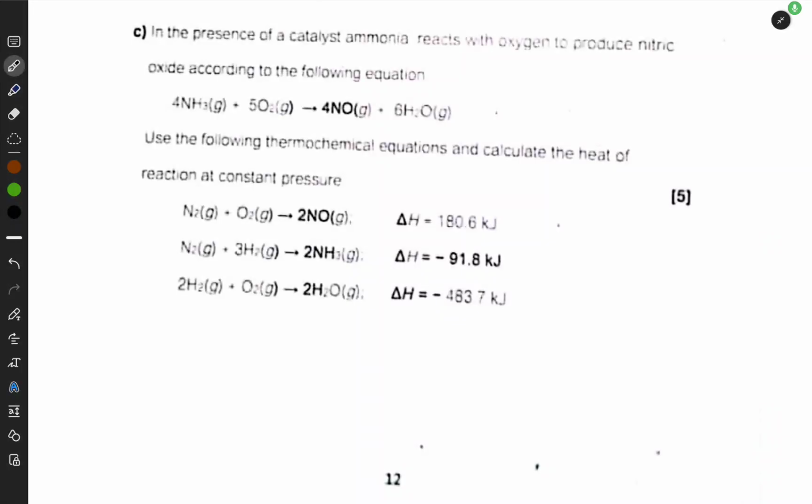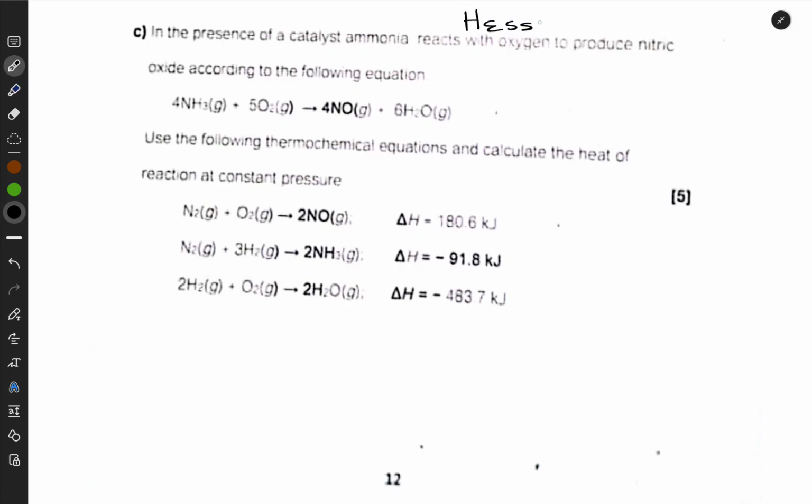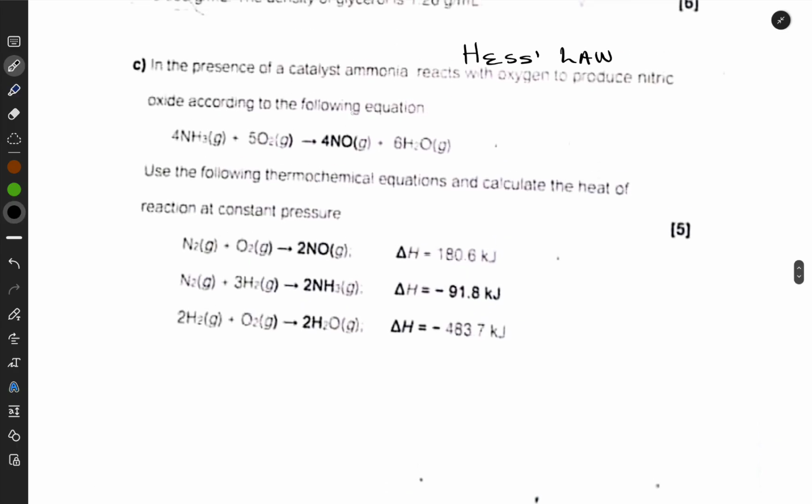Right, so here is an example of a question, another question. We're still going through our Hess law, right? This is nice because it is from your past paper. Let's see this Hess law question. It says in the presence of a catalyst, this is your 2024 paper, I guess.